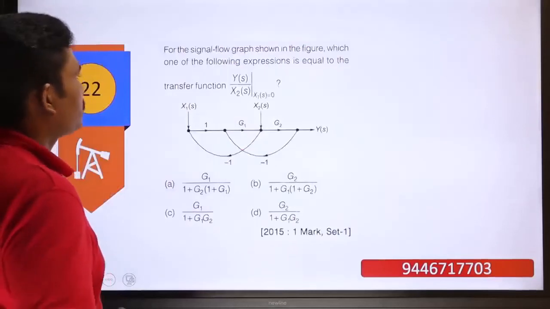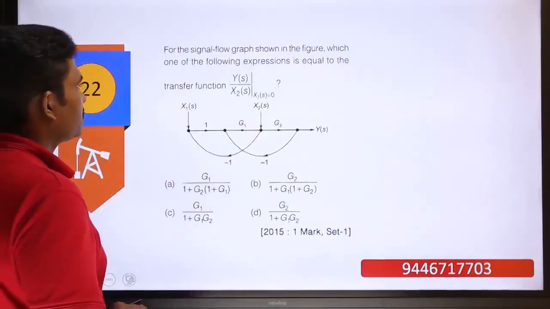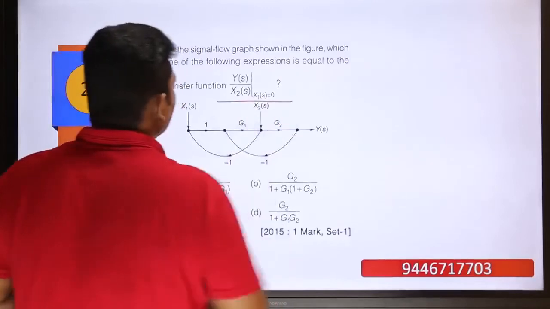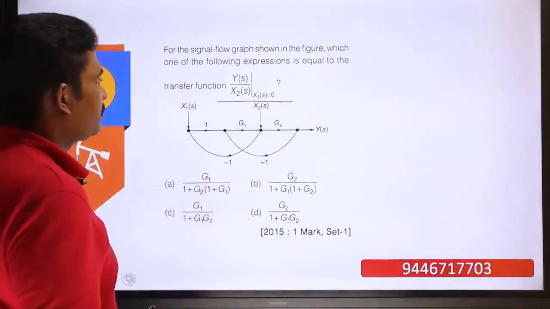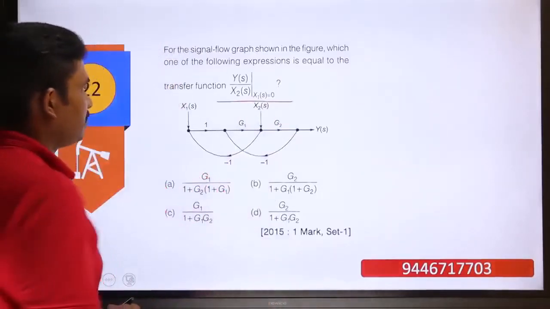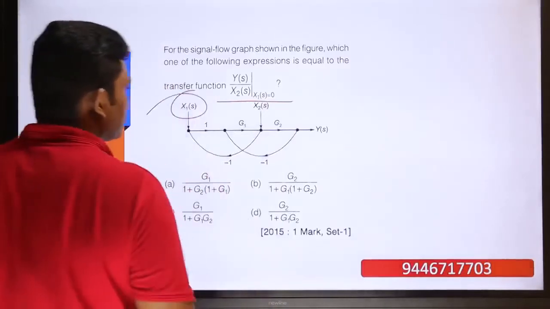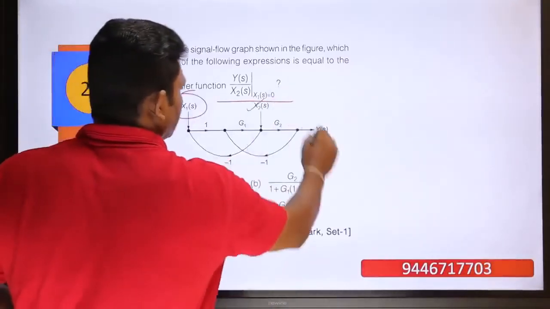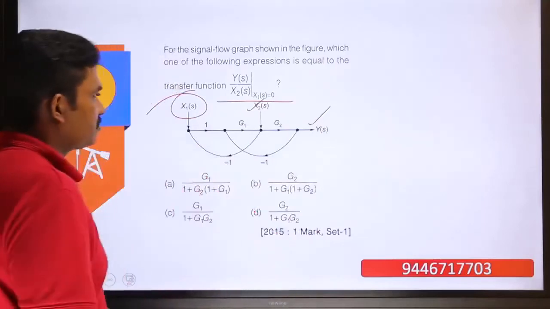For the signal flow graph shown in the figure, which one of the following expressions is equal to the transfer function y of s divided by x2 of s at x1 of s equal to 0? So we will have to put x1 of s equal to 0 and make an expression between y of s and x2 of s.